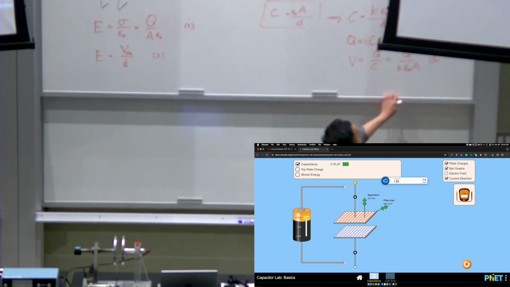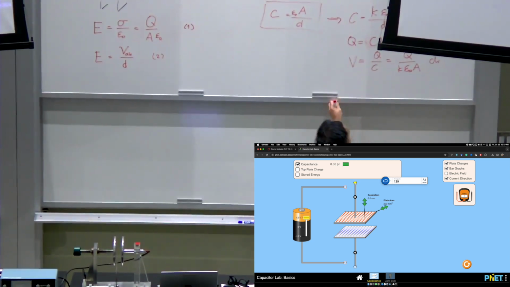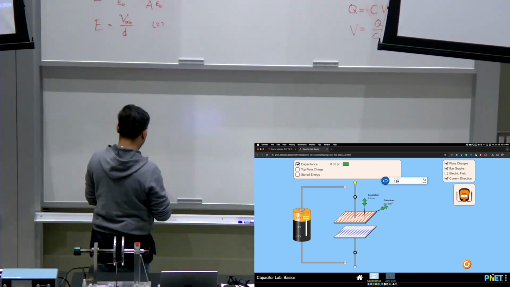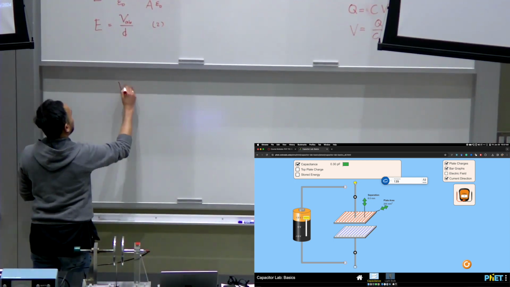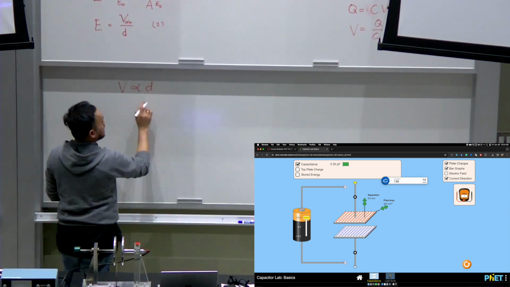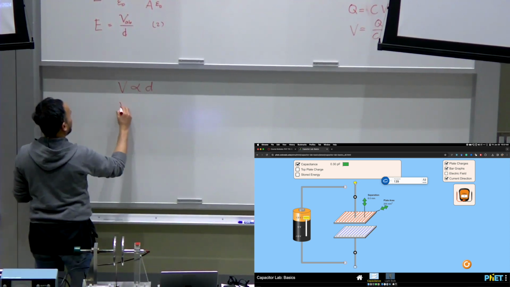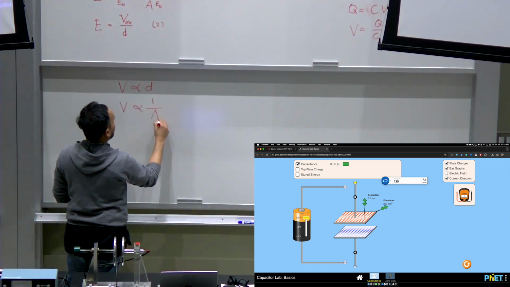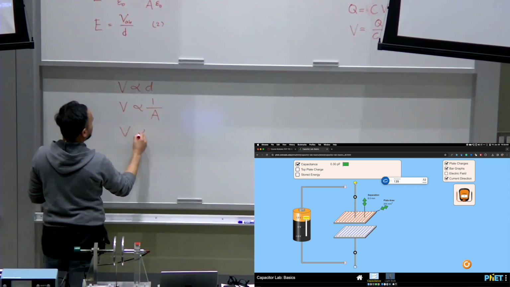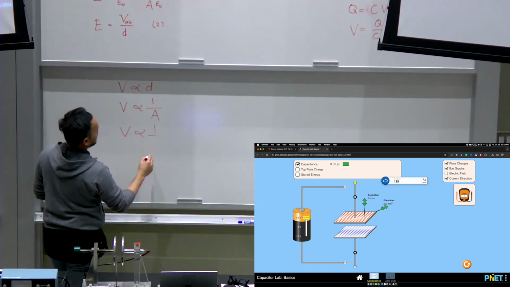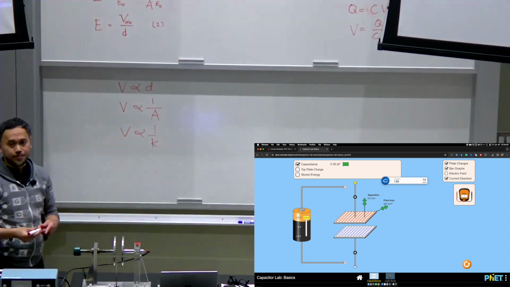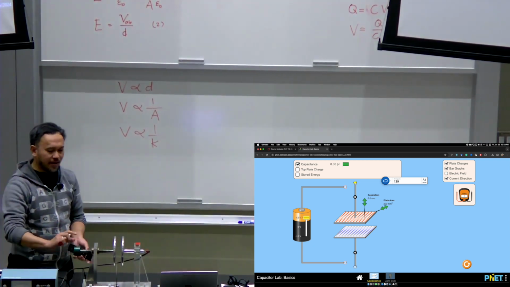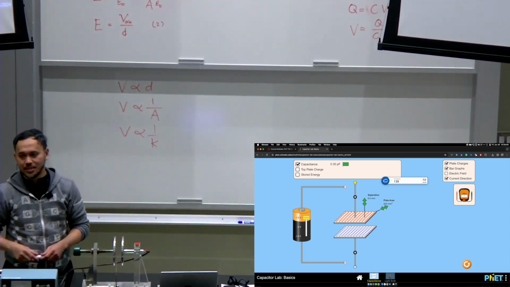So this formula here, V is proportional to D, basically. V is proportional to D. D is the separation. And V is proportional to 1 over area. And V is proportional to 1 over K. Okay? So what happens if I decrease the distance?